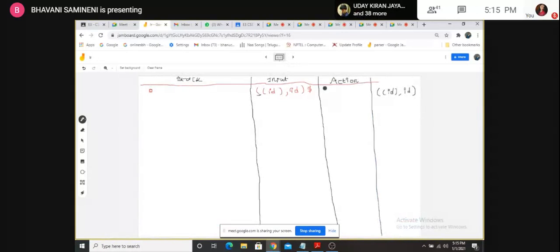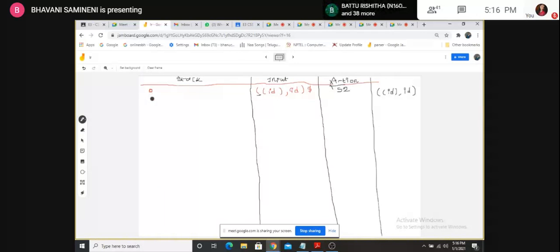S2 means you have to shift. I'm writing S here. Action is S2. S2 means you have to shift the lookahead symbol onto the stack as the top symbol, and you need to move to the state I2. That's the meaning of S2.